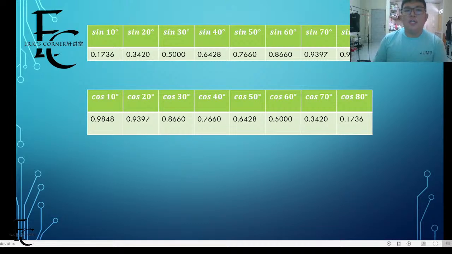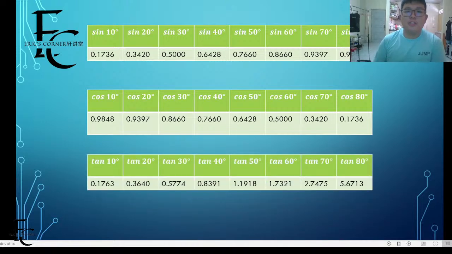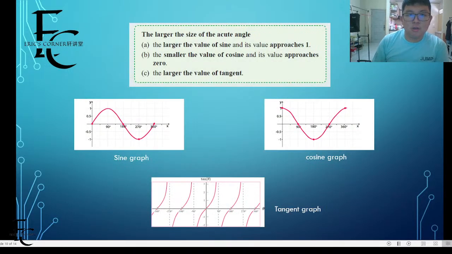So for the tangent, we can see the sine and cosine graphs. The sine value will be very close to 1 as the acute angle gets larger. For the cos, when the acute angle is increasing, the value will approach 0. For the tangent, we can see the tangent table. As the acute angles increase, the values of the tangent will be increasing. So this is the statement: the larger the angle, the value of sine will approach 1.